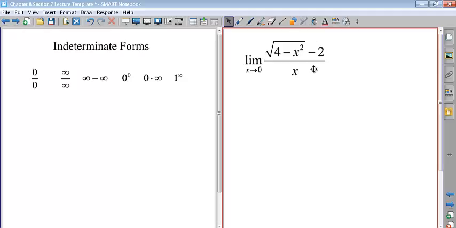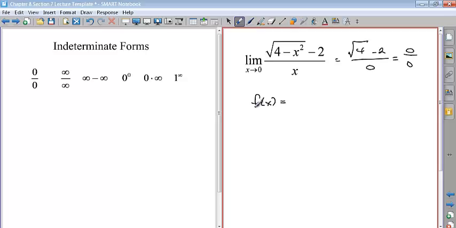So again, this one we probably could solve using rationalization, but we're going to use L'Hopital's rule. Again, first thing you need to do is plug it in there and see, does it give you 0? So you get square root of 4 minus 2 over 0. And square root of 4 is 2. 2 minus 2 is 0. So it's indeterminate in the classical fashion.